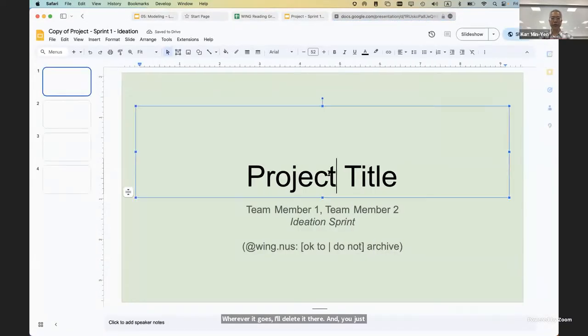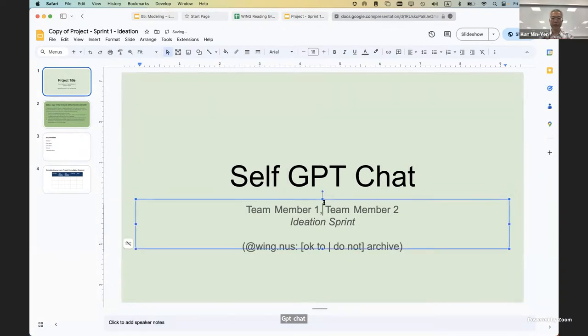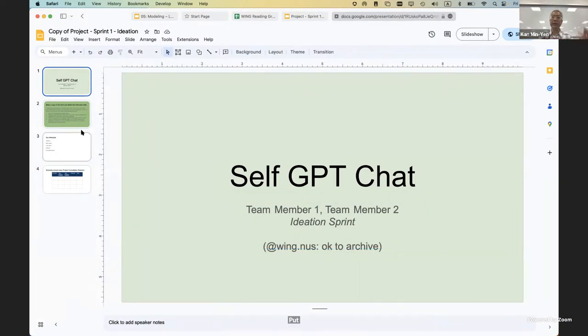So this is GPT chat, and some team member, another team member, and then you have to fill this part out, to archive, if you don't mind it being put in a public place for other people to copy from, okay? Otherwise, it'll just stay internal to our Slack group. Nobody else will see it, okay?